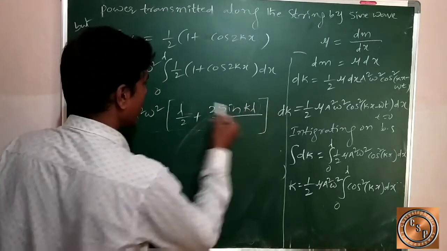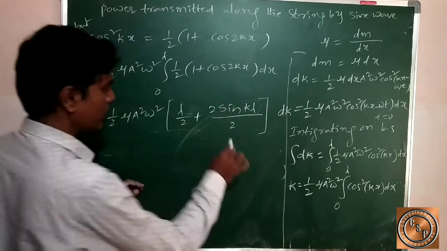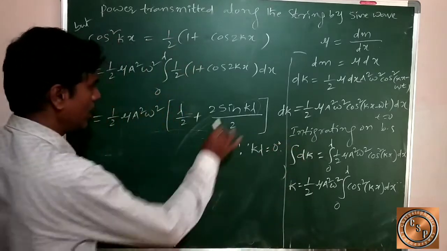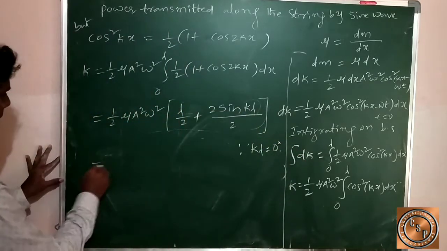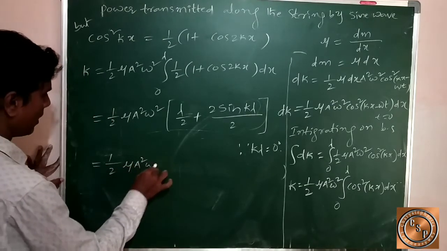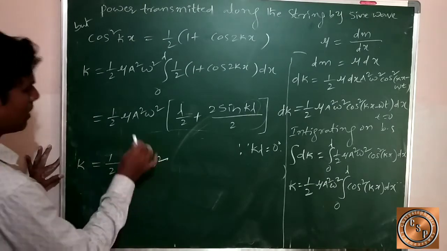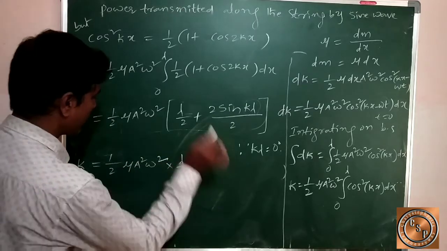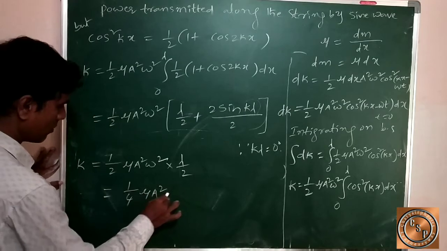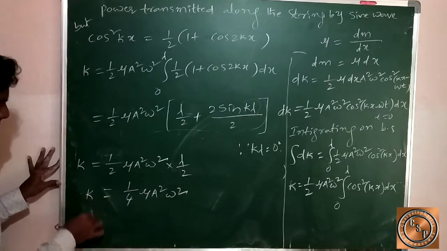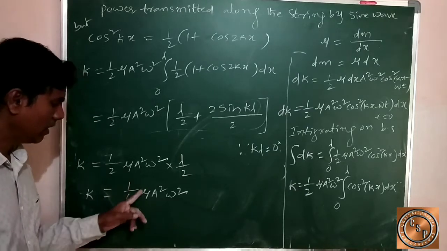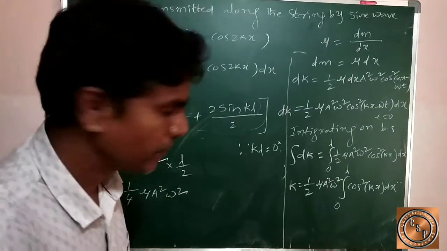So K lambda is an angle of sine. Here K lambda is considered, the angle is 0 degree, completely it will be 0. The remaining part is 1 by 2 mu a square omega square. This is the kinetic energy into lambda by 2. So finally 1 by 4 mu a square omega square. This is the kinetic energy. The kinetic energy is equal to 1 by 4 into mu a square omega square.